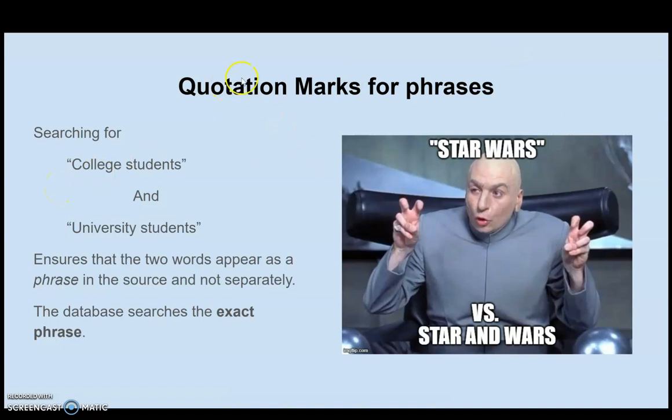Another thing that you can do is to use quotation marks to do phrases. This forces the program to look only for those words if they are in the order that you have put within the quotation marks. So this is the difference between Star Wars, the franchise, and star wars, as in having a war with stars. That's why we need to be a little bit thoughtful about using quotation marks in order to get the results we want.